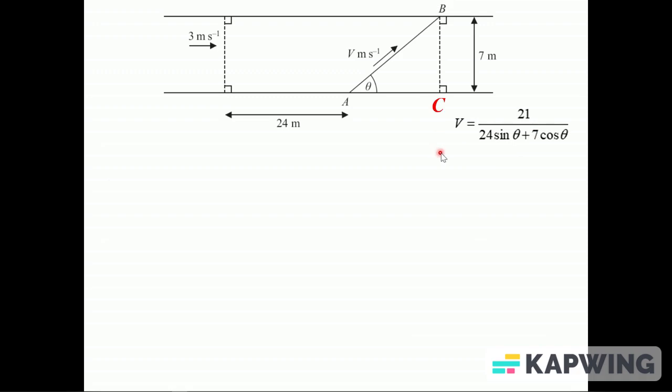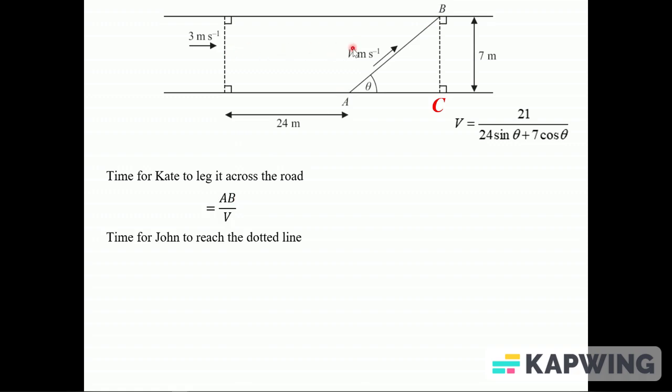So here we go. I've called that point C. So the time for Kate to get across the road, to go from A to B, wherever it is, well, her speed is v metres per second, so it's the length of AB over v. For John, well, he's got to run that 24 metres plus this extra distance, A to C, and he's running at 3 metres per second. So that's the time that John takes to get to BC. Now, those two times have got to be the same, because it said that as soon as she gets across the road, he's at the dotted line.